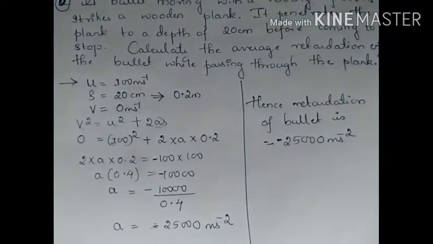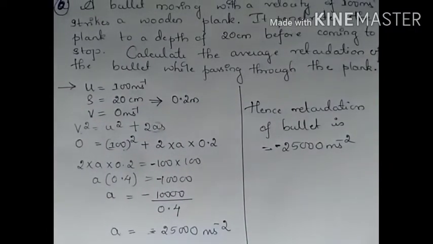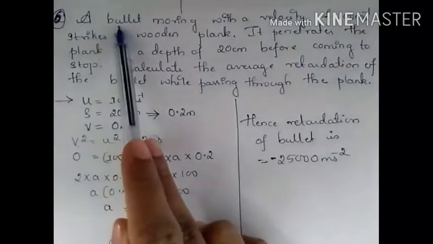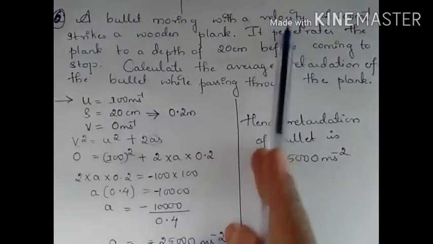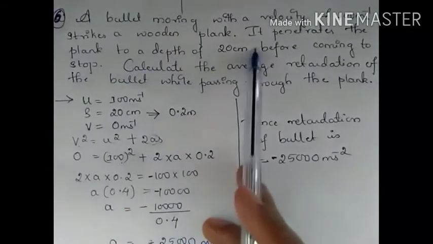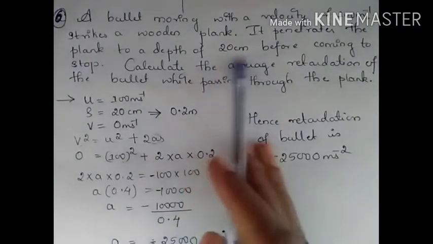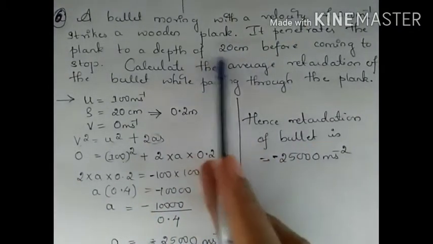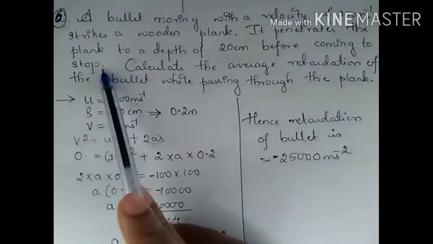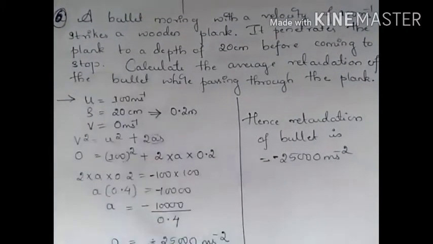So the negative value says the retardation of the particle, and the positive value will give the acceleration. What we have done here: we know that the bullet is moving with a certain velocity and it strikes the wooden plank and goes to a depth of 20 centimeters. So the distance traveled is 20 centimeters, and the final velocity after reaching this depth should be 0 because the bullet comes to rest. So the final velocity of the bullet is 0.